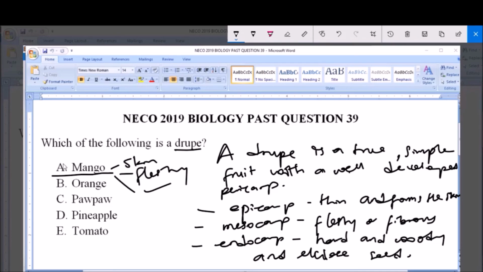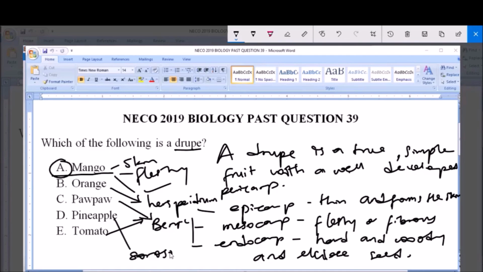Now option B here says orange. Orange is not a drupe. Orange is a hesperidium. Pawpaw and tomatoes are not drupes also. They are berries. And then pineapple is a sorosis, not a drupe. But the only drupe here is mango, because it has a well-developed pericarp in which the epicarp is thin and forms the skin, its mesocarp is fleshy, and its endocarp is hard and woody.